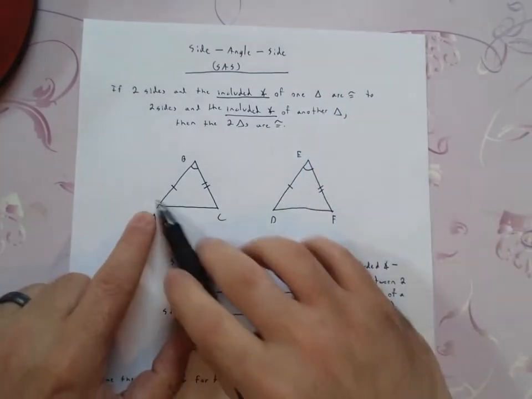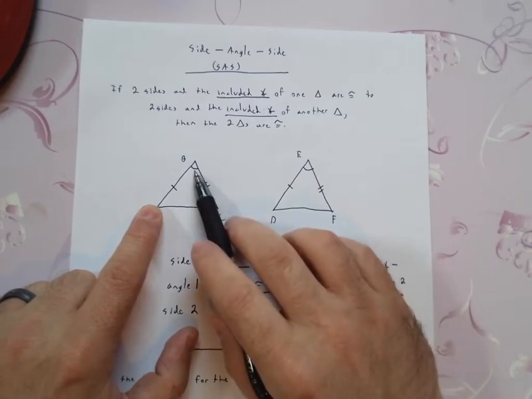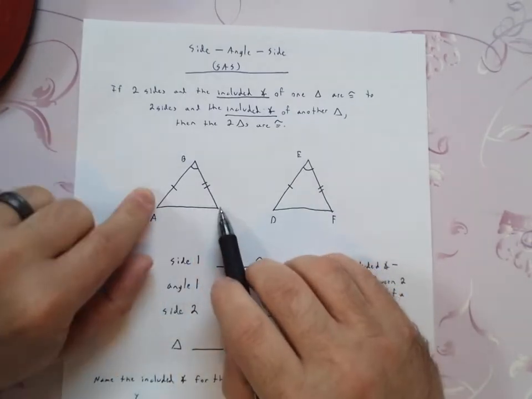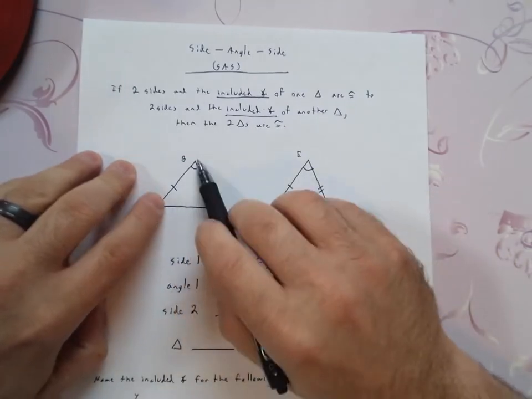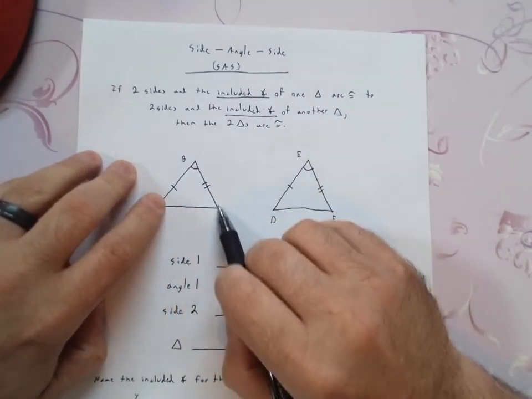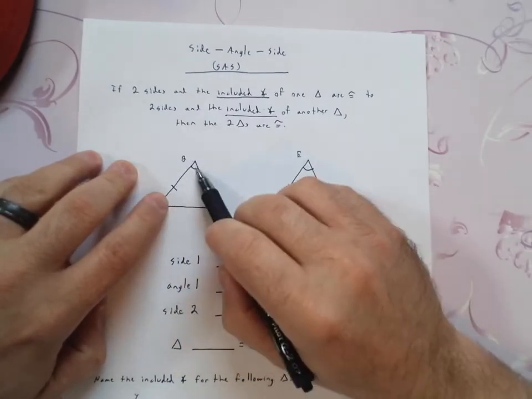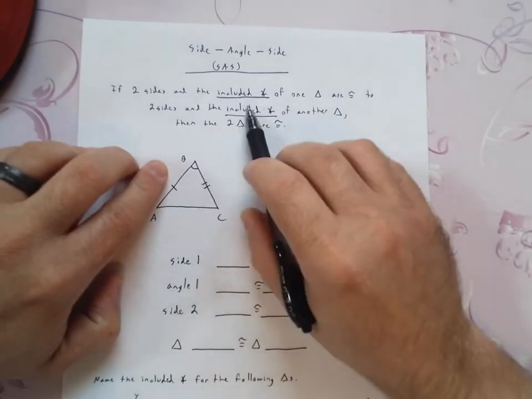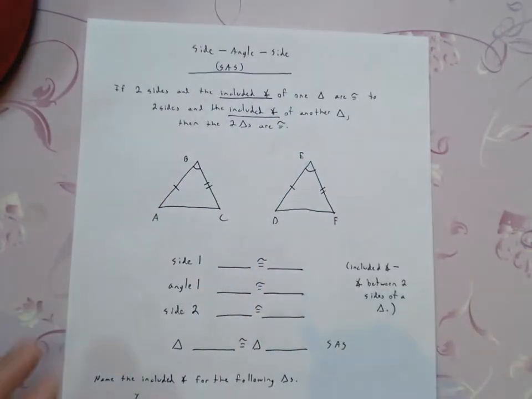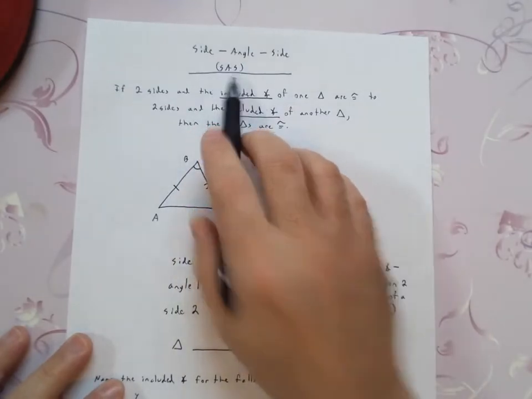So if you look at my picture here, here's my side, there's my side. Notice the angle that's congruent is between it. Or more specifically, the angle that's congruent on both of these is the angle that's formed by the congruent sides. So that is my included angle right there. The two sides that are congruent will form the included angle that we want. That's important for us.